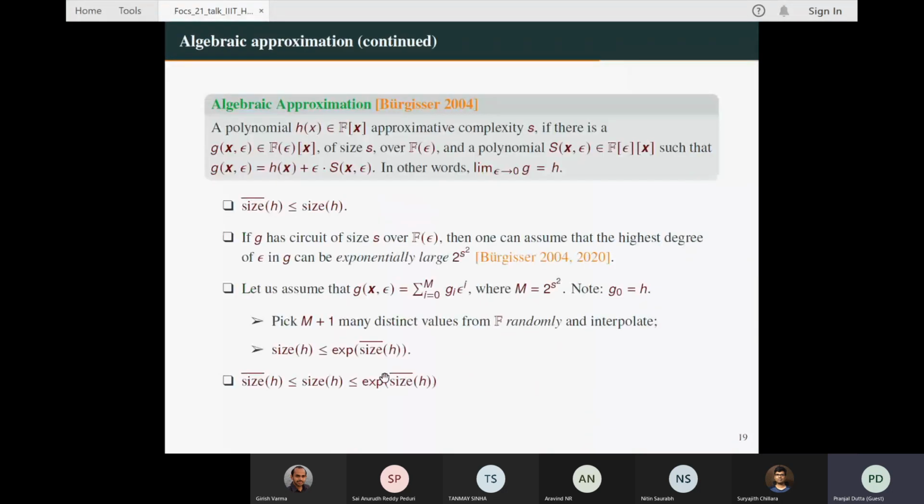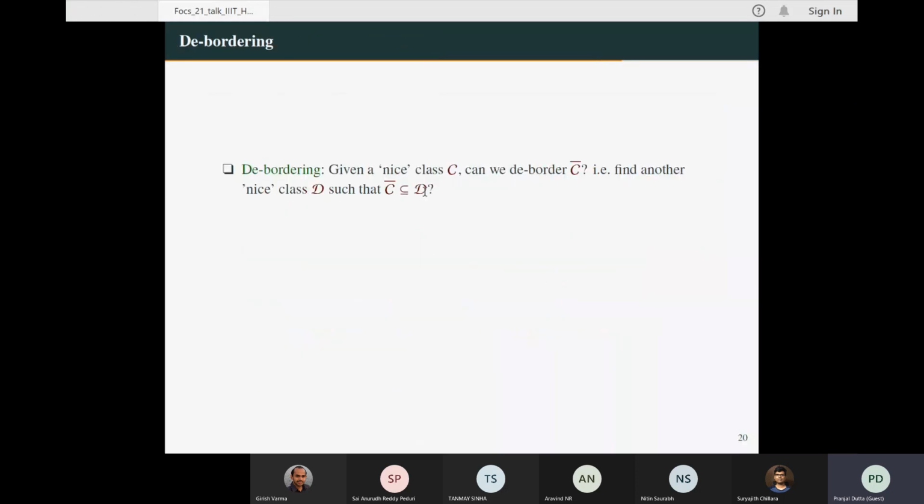So in some sense, we are really saying that I want to understand C bar, and I am not restricting myself to only understand it in terms of C. Remember, this is in terms of general circuits. We can also think of a slightly bigger class, but as long as this is a nice class, this is fine. So the debordering question is, given some class C, I want to understand whether there is some D such that C bar is inside D.